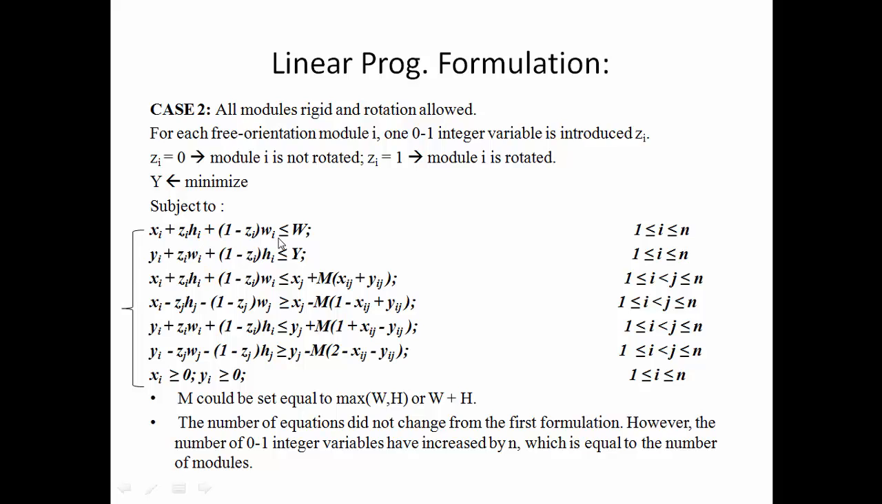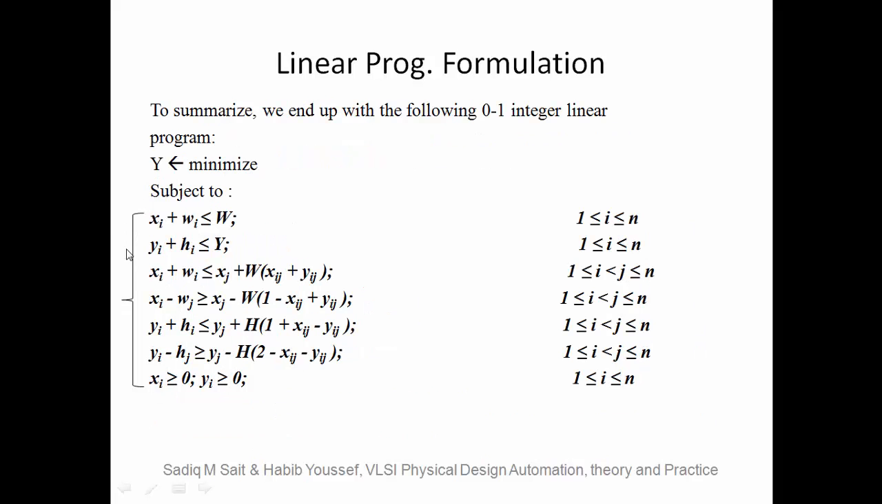The first two equations, as I said, minimize the height of the floor plan subject to these constraints as before. The first two constraints, as we saw before, are just to make sure that the modules are not outside the feasible floor plan, where the feasible floor plan is capital W times Y, where Y is the height of the floor plan to be minimized. So xi plus the width for any module i must be lesser than the total width of the floor plan.